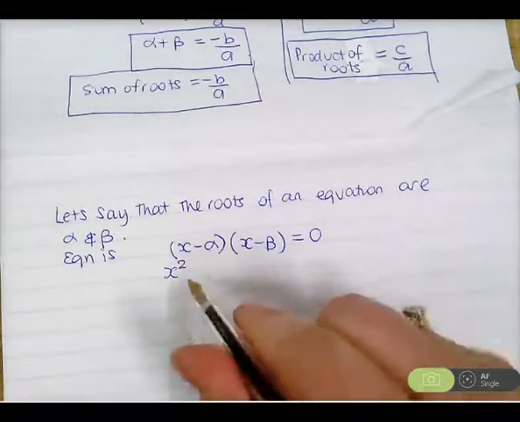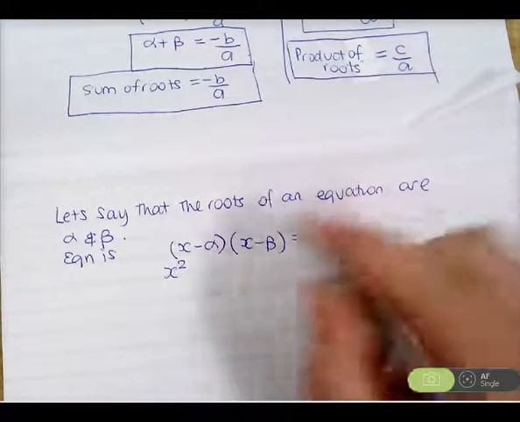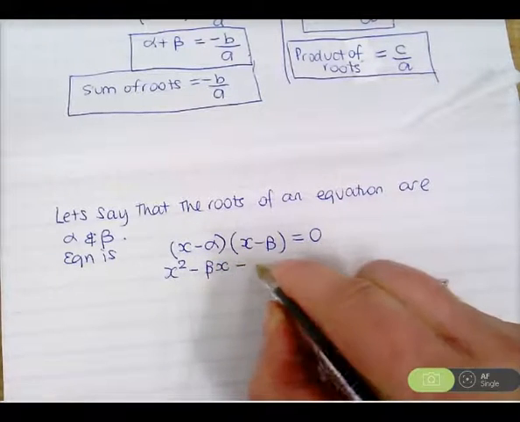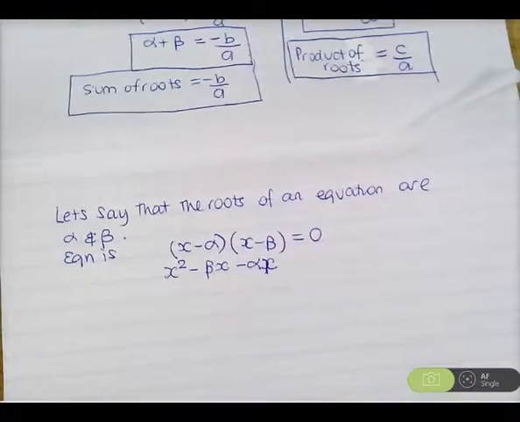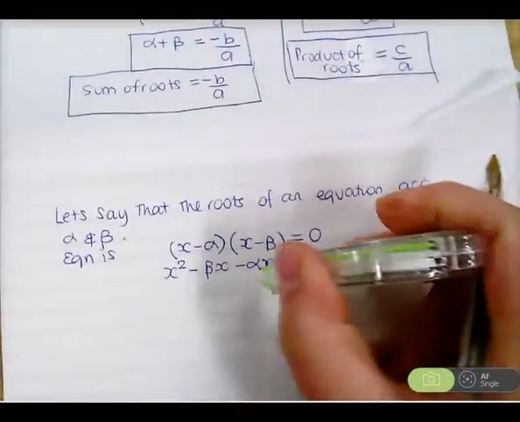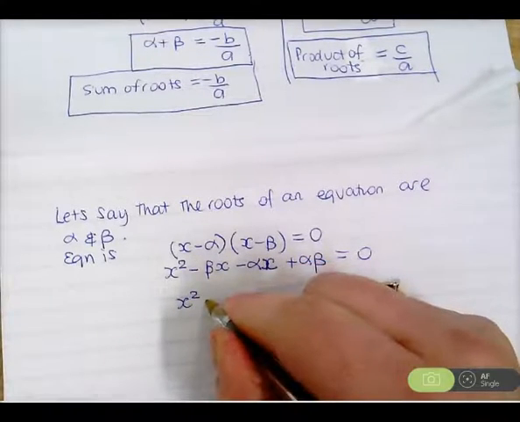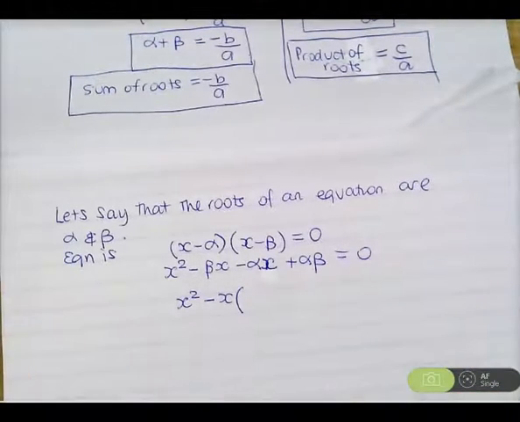So expanding this, I get x squared, come on, FOIL method, minus beta x minus alpha x, plus alpha beta. Good, plus alpha beta equals 0. Any like terms in there that I can factorize? x squared minus x bracket, I've taken out a minus x, what's left?